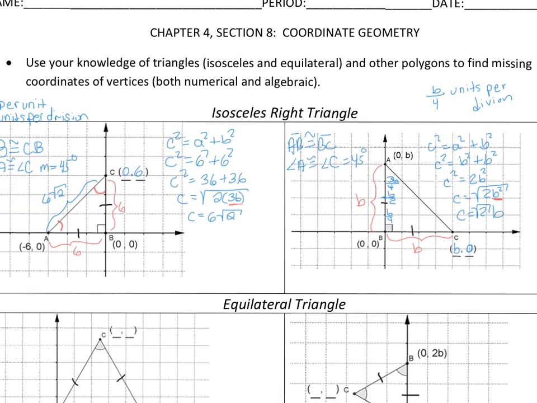If you look at some observations here, to the left, our numerical example resulted in a hypotenuse length of the side length times the square root of 2. Over here in our algebraic example, again, the hypotenuse ended up as the length of the side b, the leg lengths, times the square root of 2. Both of these are isosceles right triangles. That's an interesting observation to make.